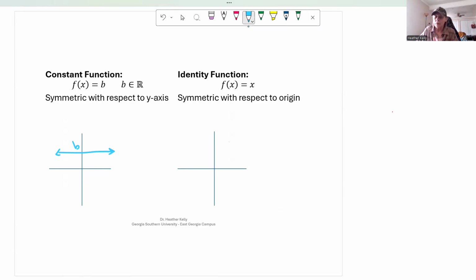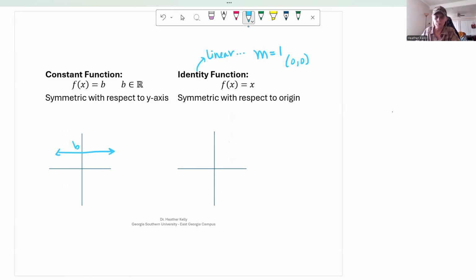Then we have the identity function. The identity function is also a linear function. And here the slope is equal to 1 because the number in front of the x is a 1, right? And the y-intercept here is 0, because there's no plus any number here.